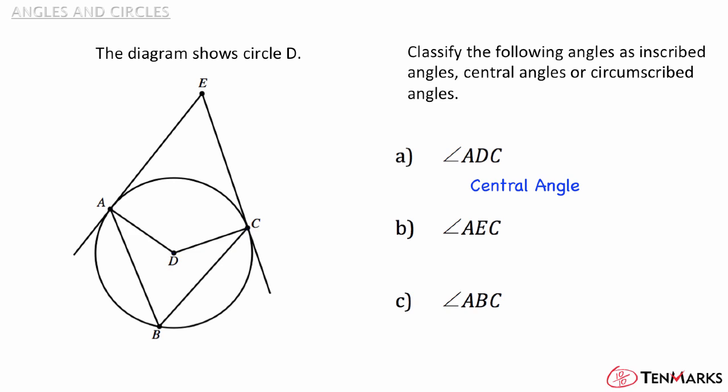Angle AEC has its vertex outside of the circle, and notice that both of its sides are tangent to the circle. They only touch in one point. So this is a circumscribed angle.